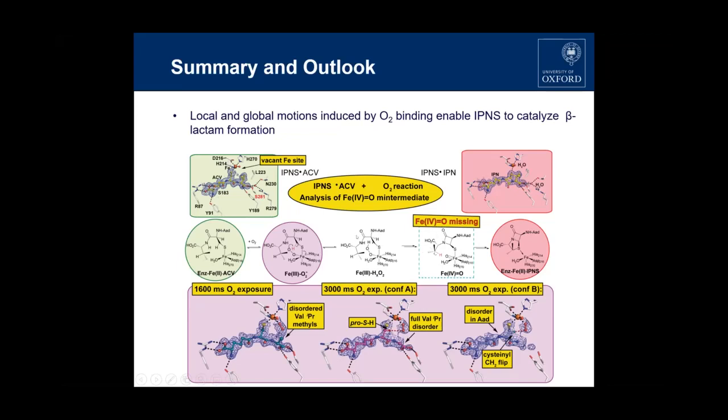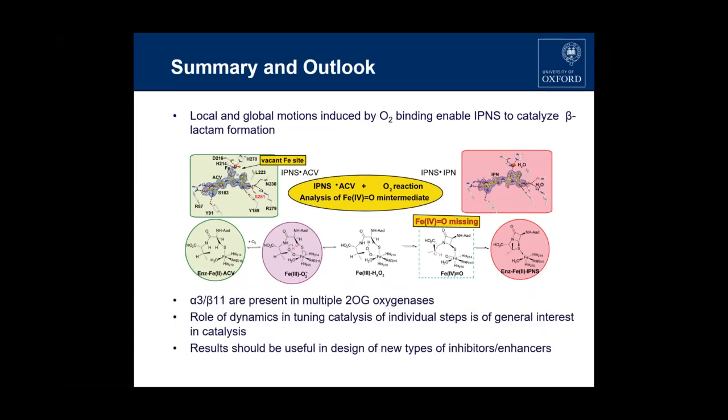And we hope to get it done soon, but due to COVID and traveling restrictions, it's not easy at the moment. And we are hoping to see that alpha 3 and beta 11, which are present in multiple other 2OG oxygenases, show similar findings in the other 2OG oxygenases. And we hope that this work helps to understand how these macromolecular catalysts are working.